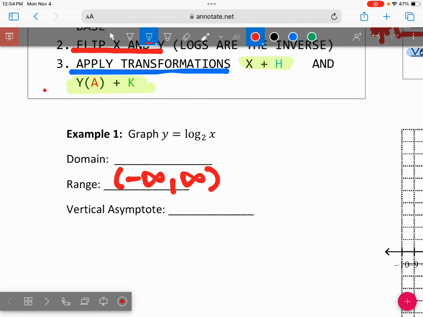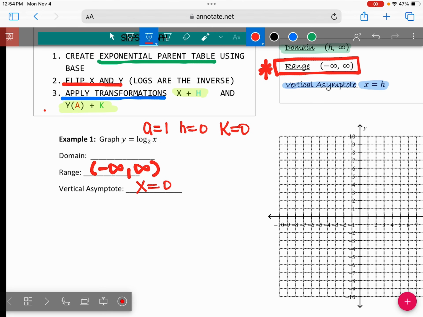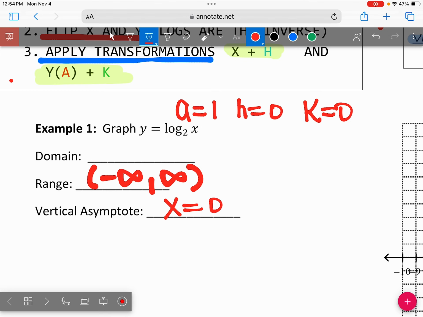All right, so now this is the parent. There are no transformations. A is 1, h is 0, and k is 0. So because h is 0, we have a vertical asymptote at x equals 0. I always like to draw that in. If you have a highlighter or a different color, I just always like to have my asymptotes in a different color. So that is my vertical asymptote. And this little bitty number, that's the base.